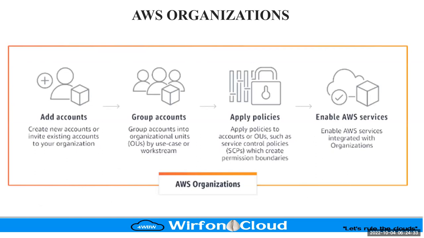So you can use the AWS Organization, as you can see here, to create new accounts or invite existing accounts to join your organization. You can use it to group accounts into organizational units by use case or work stream. You can use it to apply policies to accounts and organizational units, such as service control policies, which create permission boundaries. And you can also enable AWS services to integrate with Organizations.